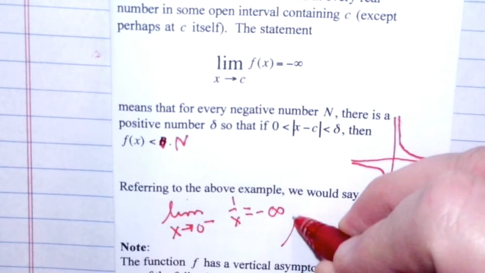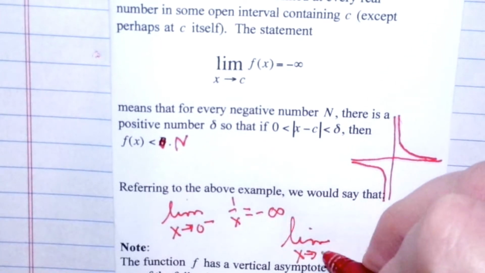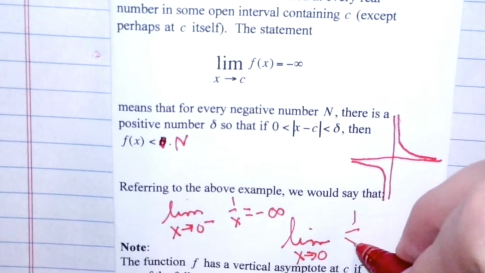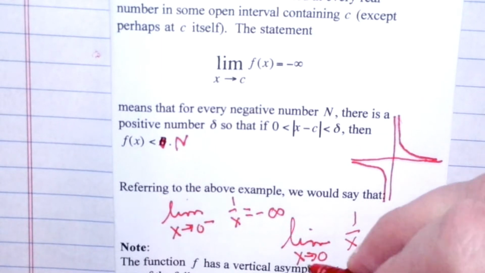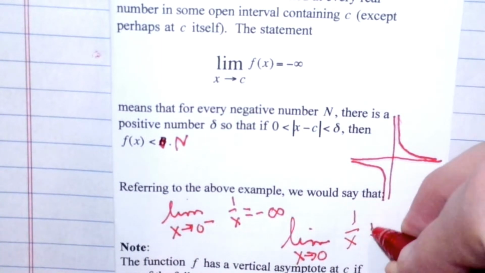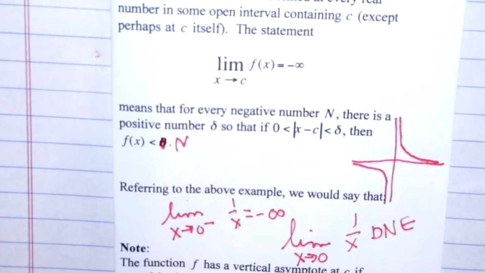So what would we say about the limit as x tends to 0 of 1 over x? Well, from the right we got positive infinity, from the left we got negative infinity. Those are two different limits. The limits are not equal. So the limit of 1 over x as x tends to 0 does not exist.